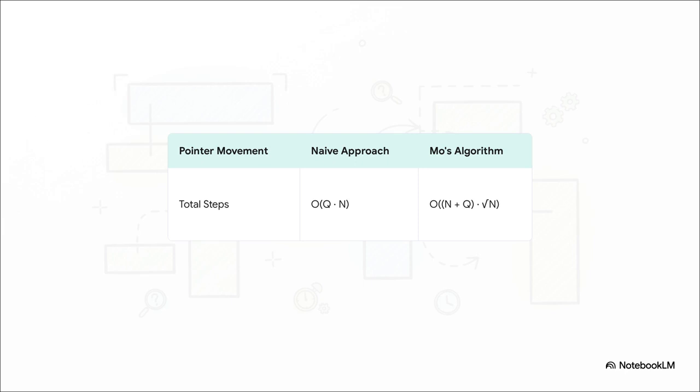With the naive approach, you're looking at something that could be O(q times n). That's the thing that times out. But with Mo's algorithm, it's O((n + q) times the square root of n). That might look a little complicated, but the bottom line is, it's so much faster. This is literally the difference between time limit exceeded and accepted.